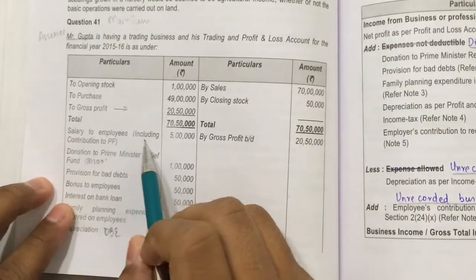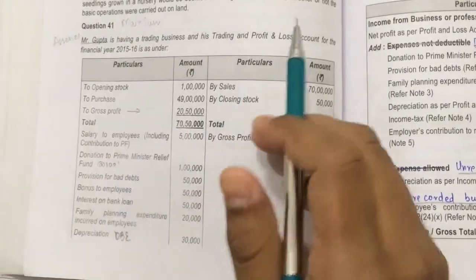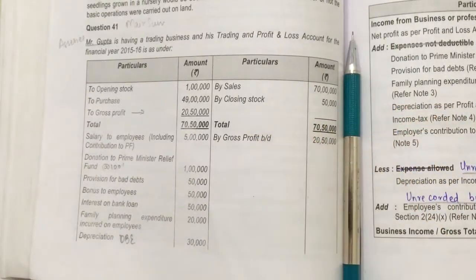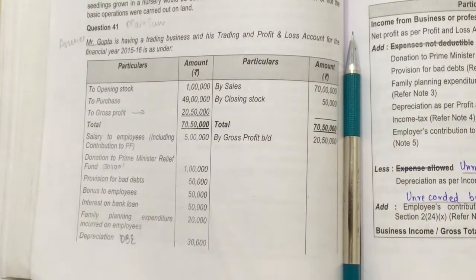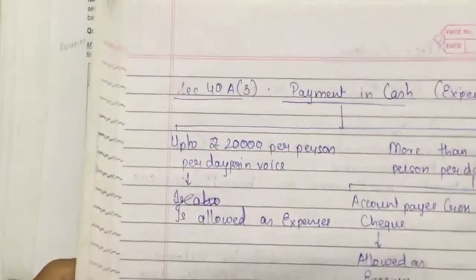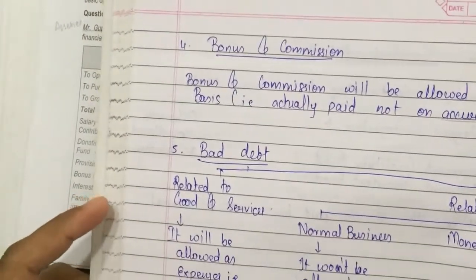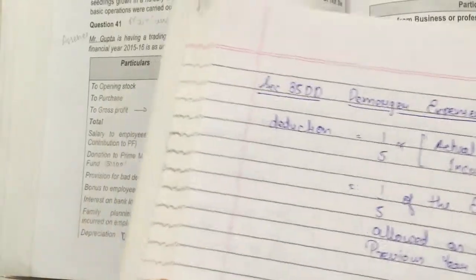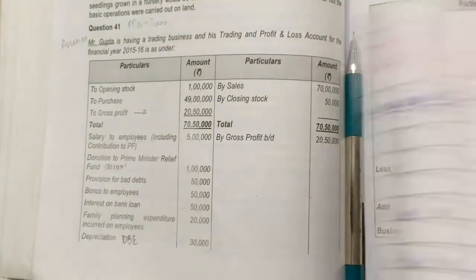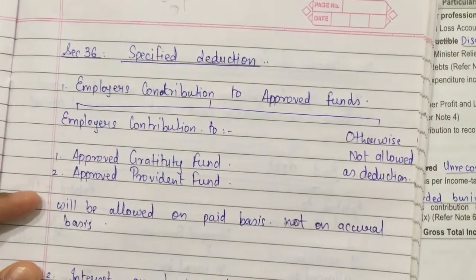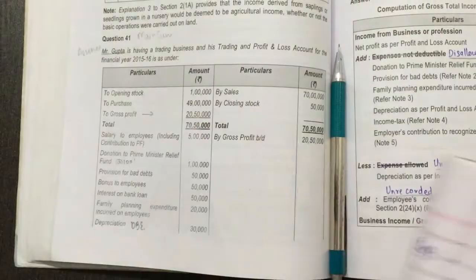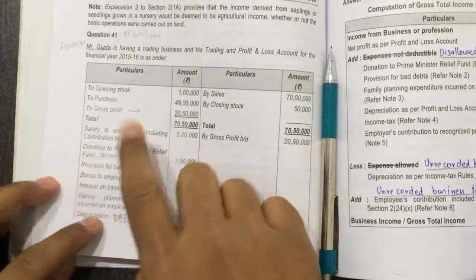Now, salary to the employees including contribution to PPF. If you remember, we have studied this under section 36, and this expense is allowed. So now I'll show you the reference with sections so that you can understand it properly. See, under section 36 it is allowed. The first expense is allowed.